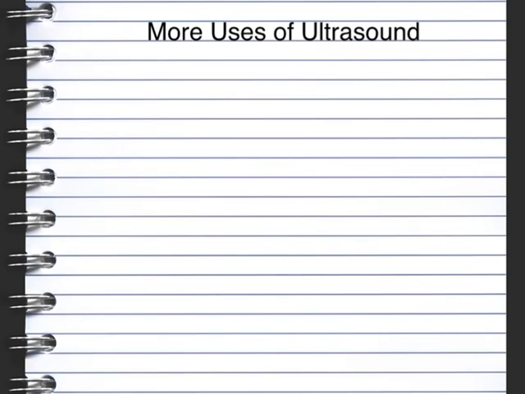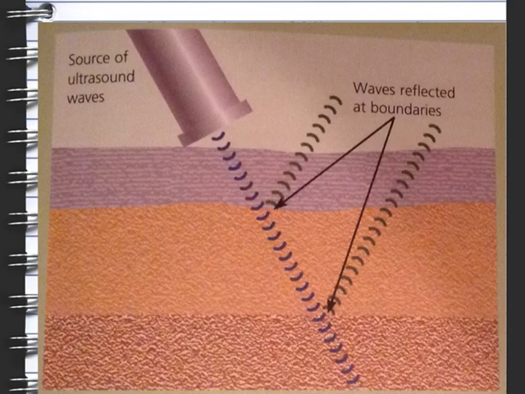Now, ultrasound can also be used in rock sampling, so we can have a look at where the boundaries are in different types of rock. If we look at this diagram here, you can see that ultrasound is passed at an angle, and then it reflects when it gets to the different boundaries of the different rock, and that can give you an indication of how deep it is, how certain layers go, and it can also help you when you're looking for fossil fuels as well.